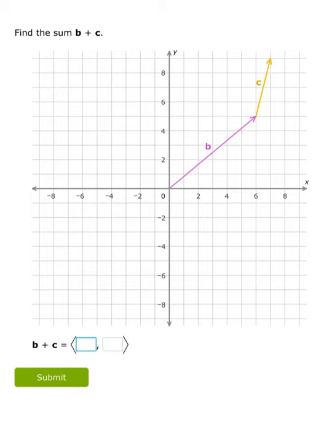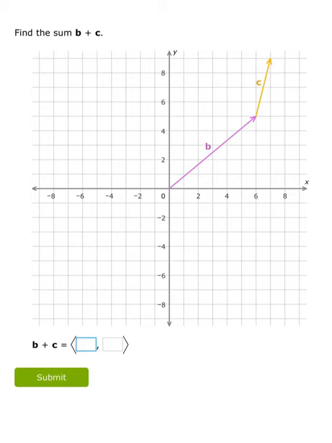Our lesson this week is finding the sum of vectors. Last week you looked at finding the resultant vector using the triangle method and the parallelogram method. And so you're going to use both of these this week whenever you find the sum of these vectors. So let's start with this example.